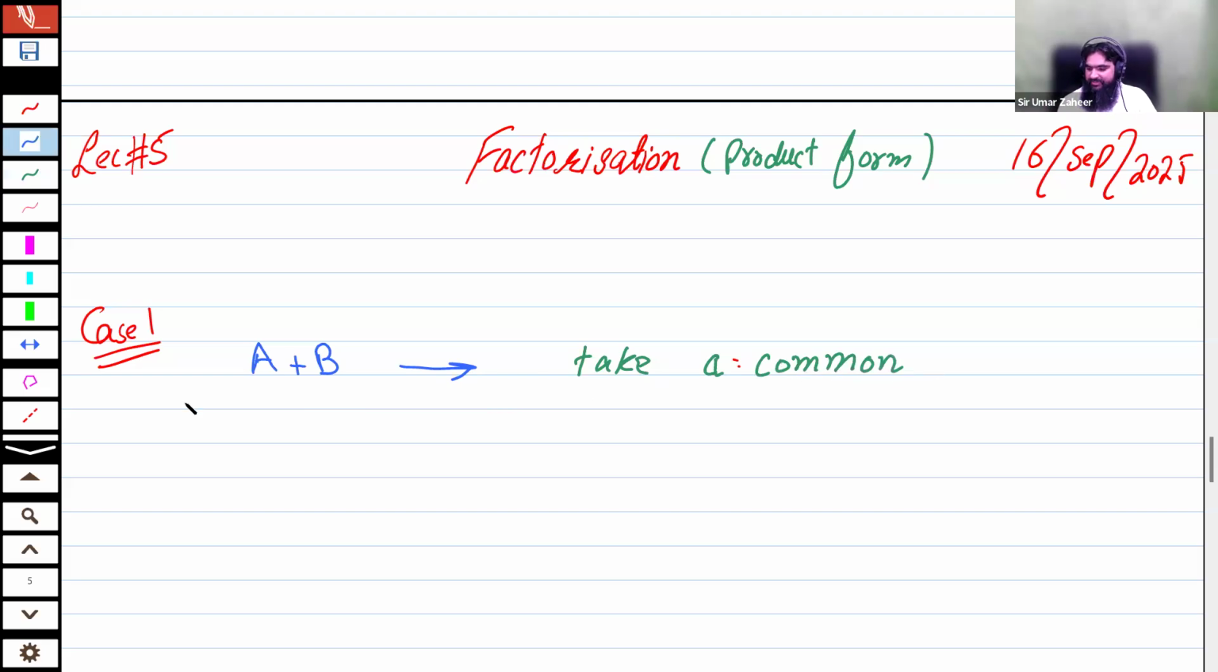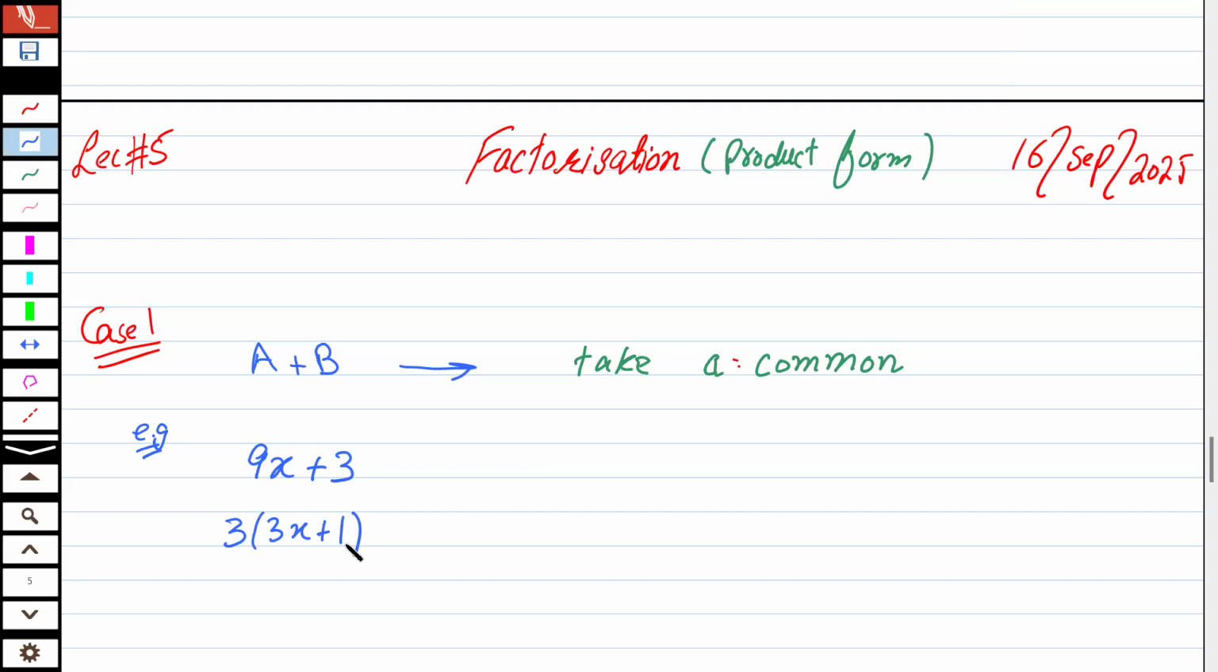All right. For example, you have 9x plus 3. Look at here, we have two terms, they are adding. So we have to factorize it. We have only one option, that we can take a common factor, we cannot do anything else. So we have to take 3 as a common factor. Here we have 3 times 3x plus 1. Yes, everyone. Any question till here? No, sir.